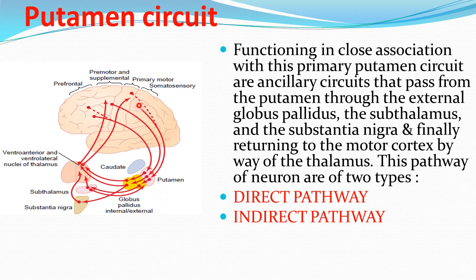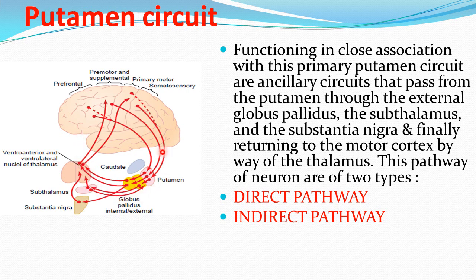Okay. See here, the impulse passes from the association area, motor and sensory association area and prefrontal cortex to the putamen. From putamen, it passes to the globus pallidus externus, then internus, or directly to the internus, then internus goes to the thalamus, thalamus goes to the motor cortex. These are the circuit known as putamen circuit.